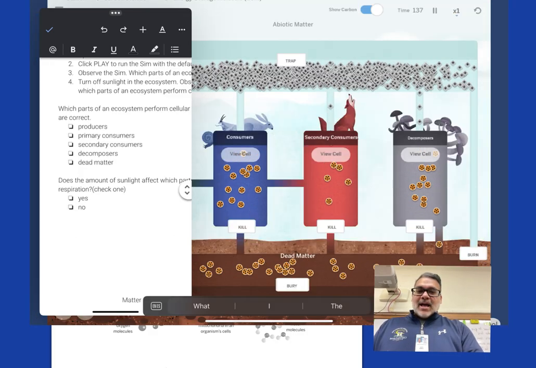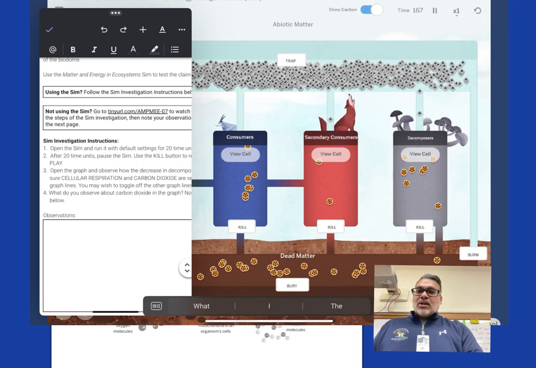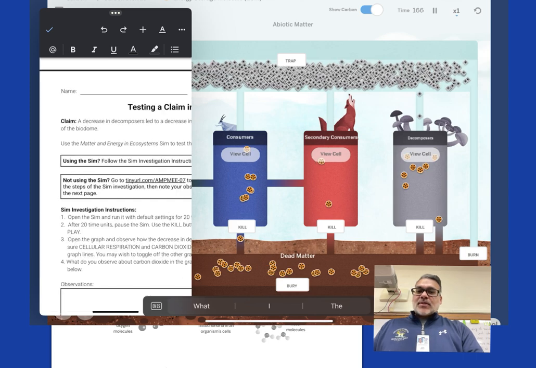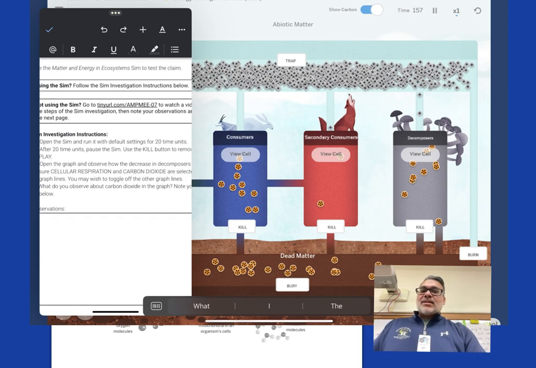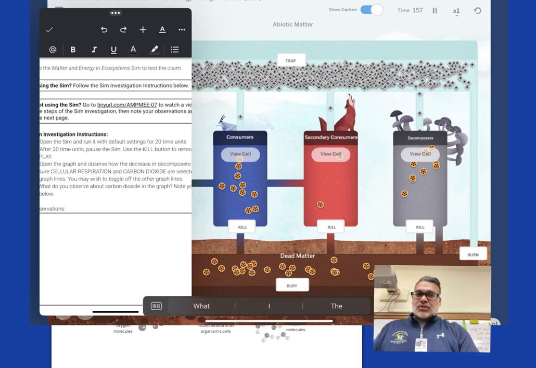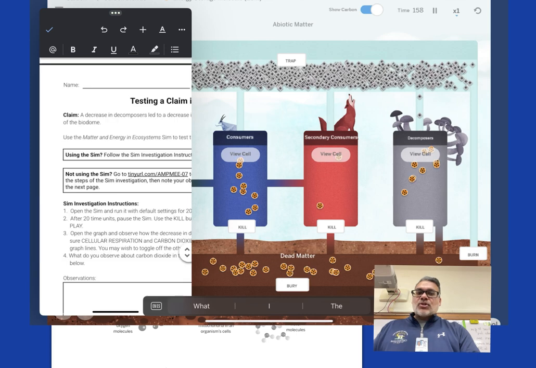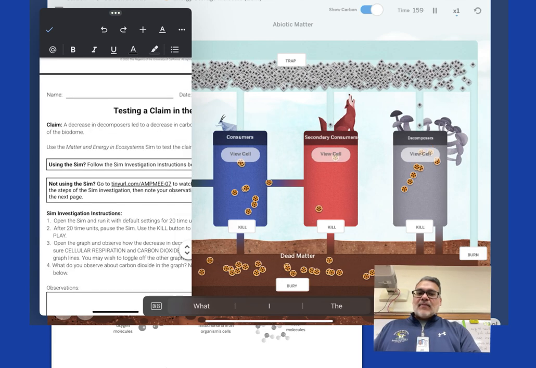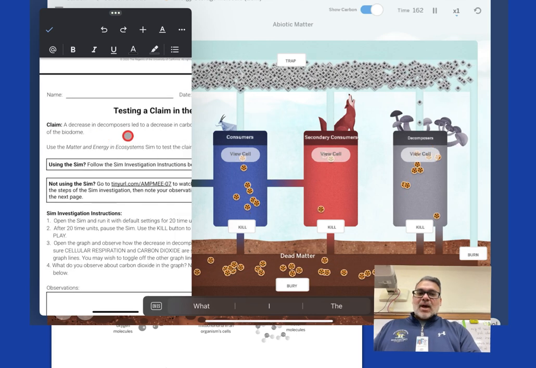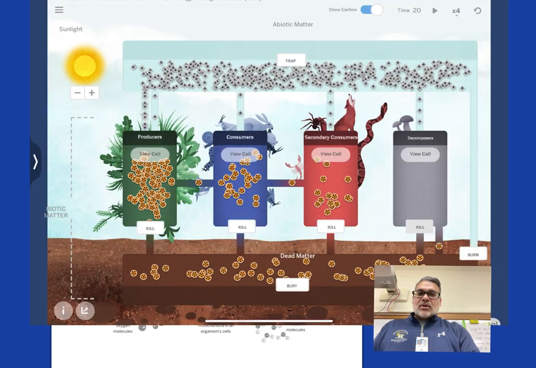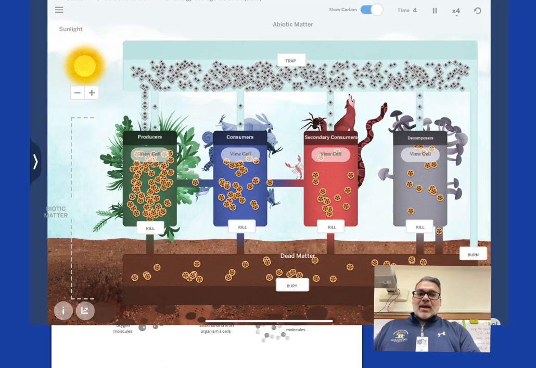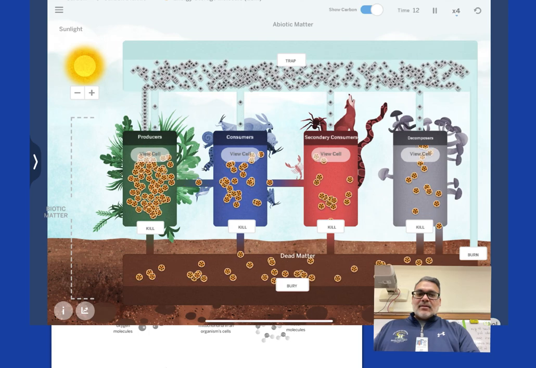Now we're going to move on a little bit, and we're going to look at cellular respiration. We're going to test a claim, and we're going to test to see what happens when decomposers are no longer available and no longer exist. So I'm going to go ahead and kill off all the decomposers. All right, so I just did. I'm going to hit the kill button there for the decomposers.